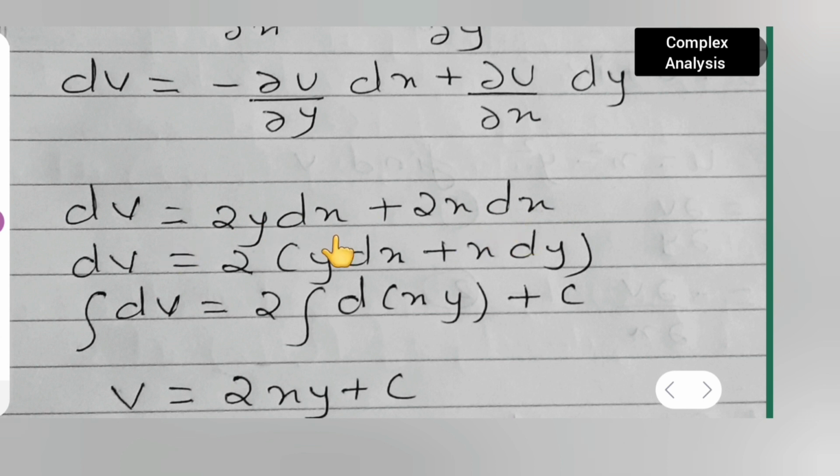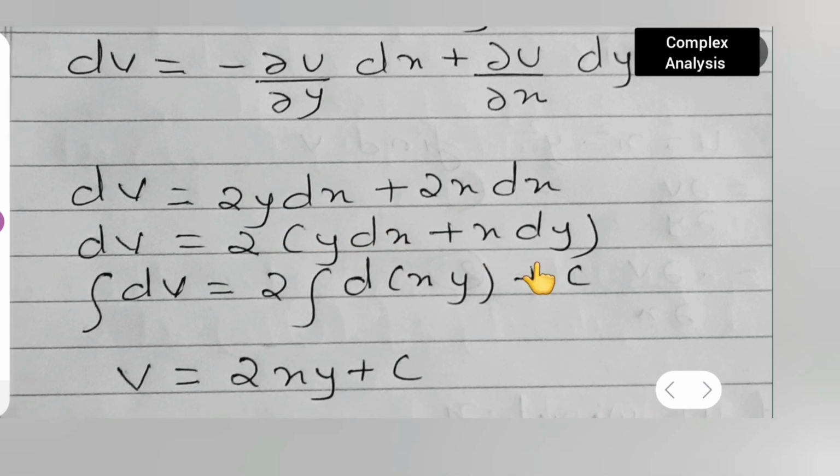Now what you have to do is take this 2 common. So dv is equal to 2 times (y dx plus x dy). Now integrate on both sides. What is the derivative of this? d of xy: differentiate with respect to x, you will get y dx, differentiate with respect to y, you will get x dy. So plus c, you have to bring this term in this form.